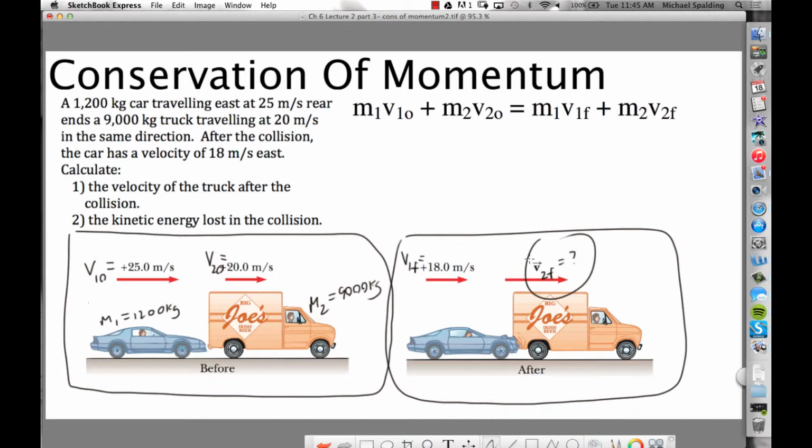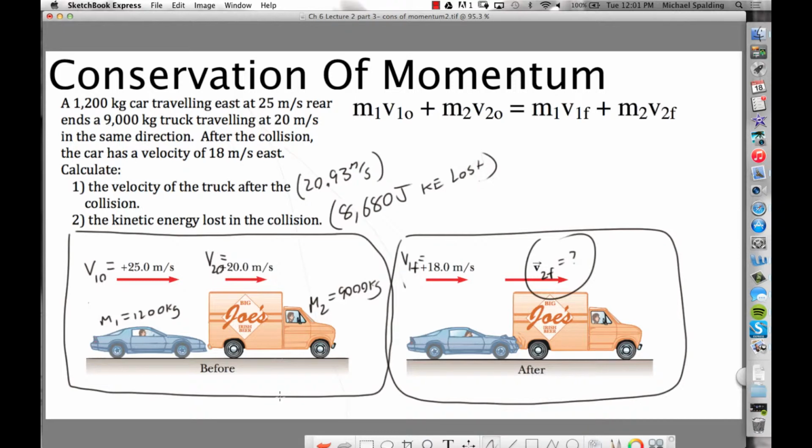So why don't you guys take like 10 minutes. The answer to number 1, if you do this correctly, you'll get 20.93 meters per second. And then the answer to number 2 comes out as 8,680 joules of kinetic energy lost. All right, so we'll give you 10 minutes.